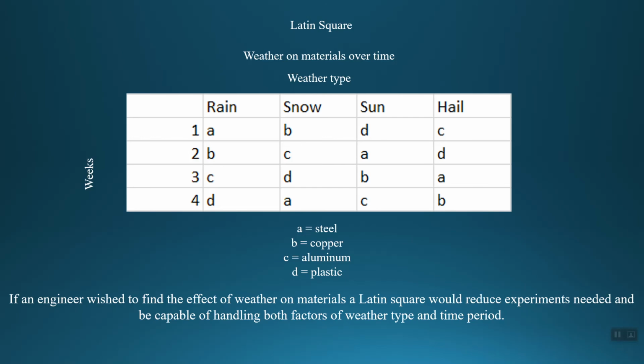Take this experiment to find the effect of weather and time on materials, for example. The two factors are both present in the table but are kept separate from each other, making it possible to analyze each factor and their treatments separately.